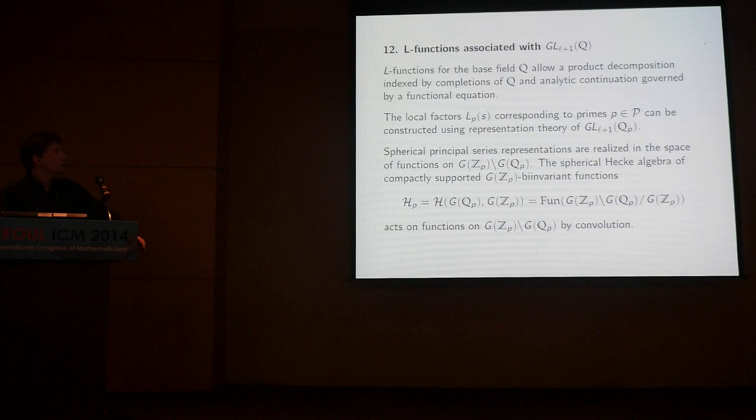Local factors which enter this product decomposition, corresponding to primes, can be constructed in two ways. The one way is very clear. It uses representation theory of the general linear group over p-adic numbers. So we consider spherical principal series representations realized in the space of functions on the coset, and the spherical Hecke algebra, this time for the non-Archimedean base field, where the role of the compact subgroup is played by the general linear group of matrices over the p-adic integers, is given by K-invariant functions on this coset.